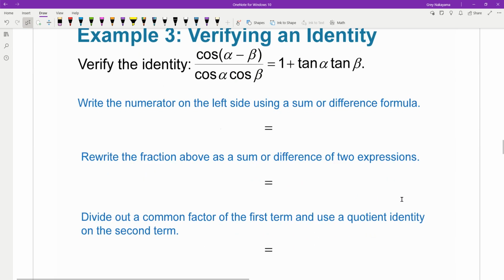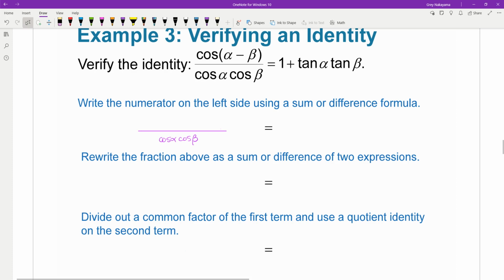All right, look at this next one. A different variation of it. You're still using these formulas, y'all, but we're doing some identities. And again, it gives you the direction. So that's why I have the directions in these problems. Write the numerator on the left side using a sum or difference formula. Okay? I don't do anything to the denominator, so I just wrote it again.